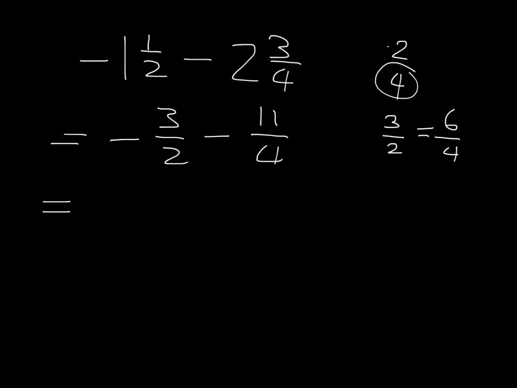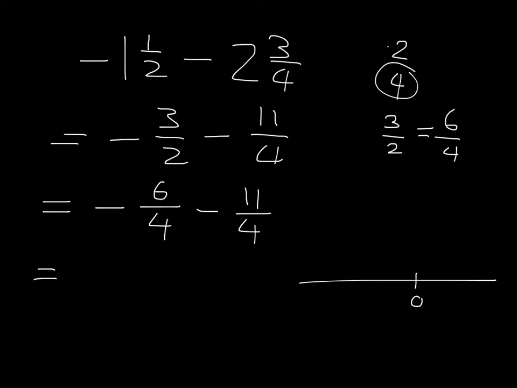So what I'll get here is -6/4, and I subtract off 11/4. What will my final answer be? It's the same thing we have always done with negative numbers. Think about where you're sitting on the number line. We start off somewhere in the negatives, which is 6/4, and from there we're going to subtract, so we're going this way. We subtract a further 11/4, so we jump another 11/4 further down.